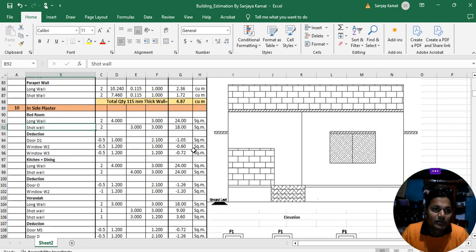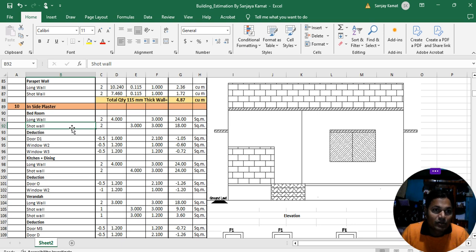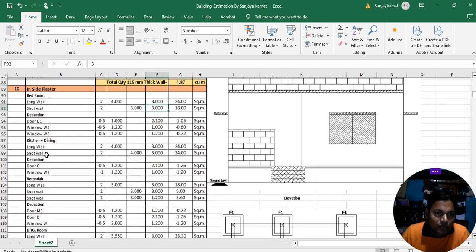24 square meter. Now for the short wall we are going to estimate 2, breadth 3, and depth 3. 3 3s are 9, 9 2s are 18, 18 square meter. Now we are going to do the deduction of the door, and deduction of window 2, and deduction of the W2.